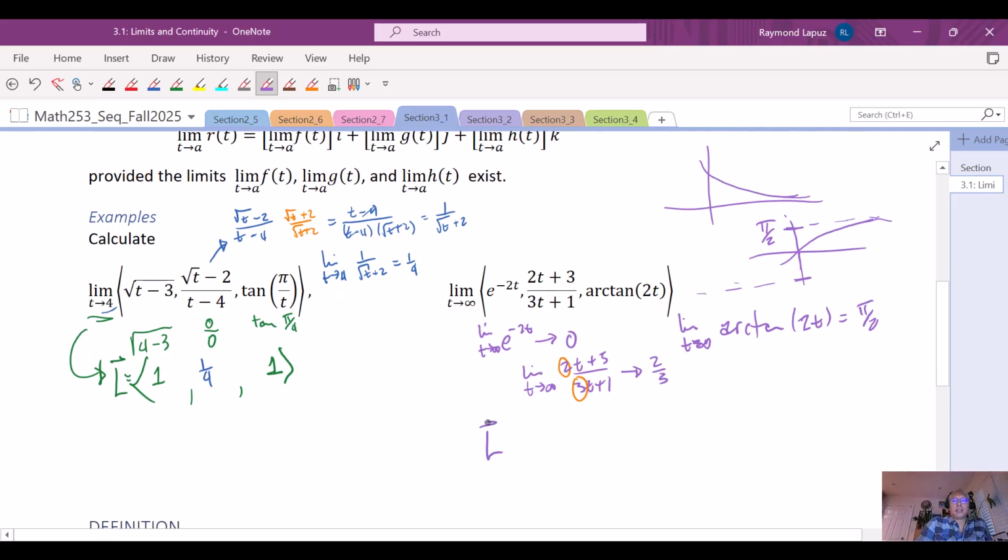Your limit L is going to be 0 for the first component, 2/3 for the second component, and pi over 2 for the third component.